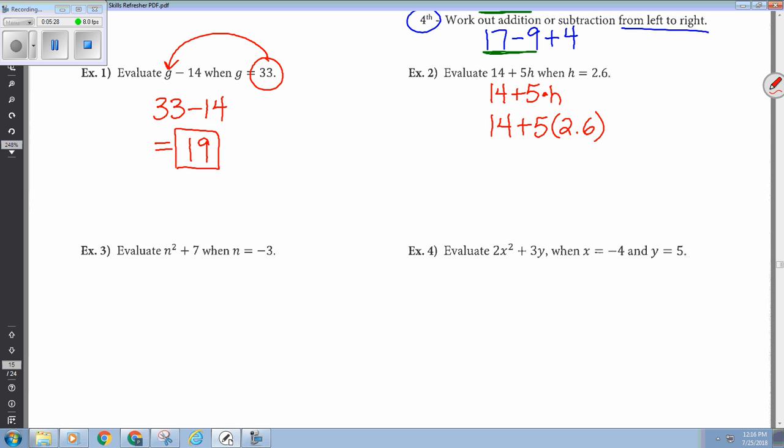and then we follow the order of operations. So first is parentheses. There's nothing for us to work out inside the parentheses. It's just one number. Exponents, there aren't any. Now we multiply or divide going from left to right. So if I go from left to right, that's adding, but this is multiplying. So we need to take 5 times 2.6, which is 13. And 14 plus 13 is 27.